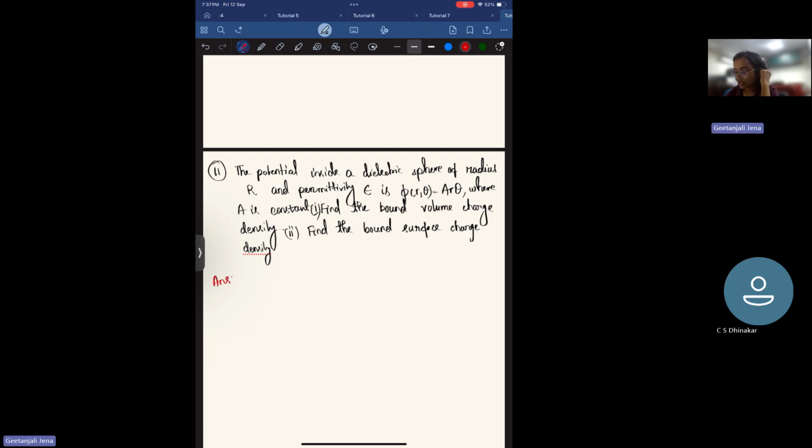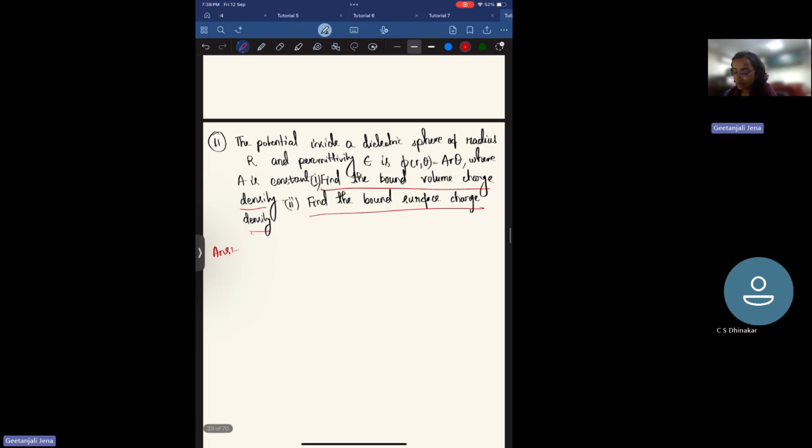So, 11th question. The potential inside a dielectric sphere of radius r and permittivity epsilon is phi of r, theta equals A r cos theta, where A is a constant. Find the bound volume charge density and the bound surface charge density. I think it's quite straightforward because we have already solved a few problems related to it. So let me write out the final solution that you will get.